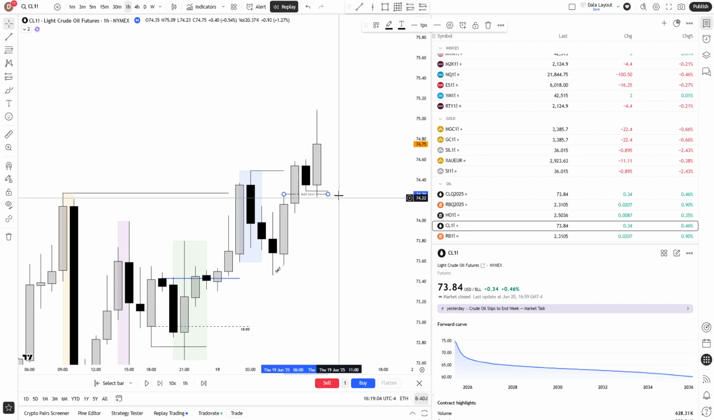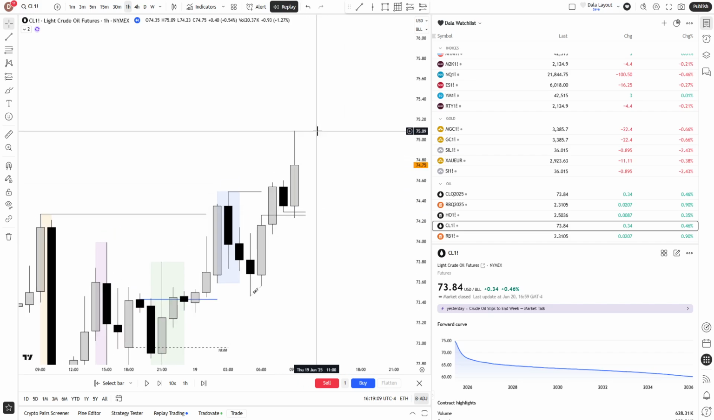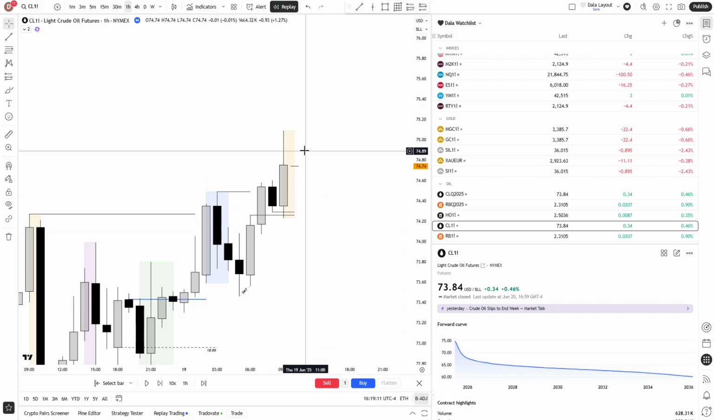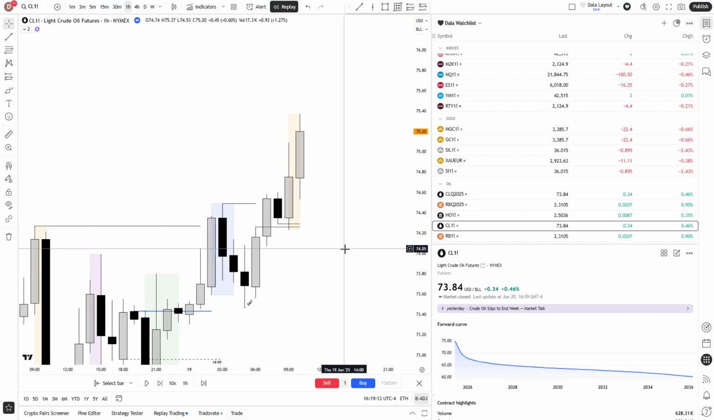What we see right here is when we expand into this high, we consolidate, we manipulate into this 30-minute or hourly fair value gap. And then when 9 a.m. expands, right, we're forming an open low. What can 10 a.m. do? We can just expand away from that, right? As we can clearly see right here, we expand away from that.